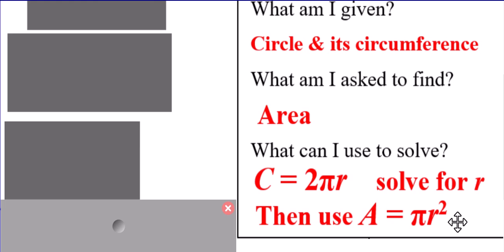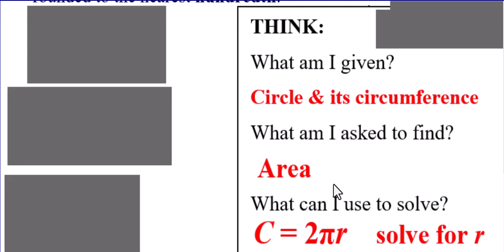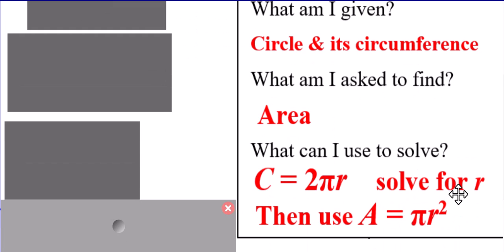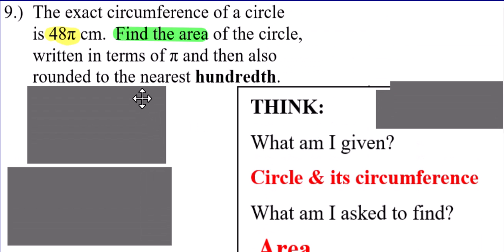So you had to break this down into two parts. Before you can get area, you must have radius. And in order to get radius, you either take a diameter divided by 2, but we were not given the diameter. We were given the circumference, so that's why we have to use the circumference formula, solve for r, and then we can get the area. So let's do this together.